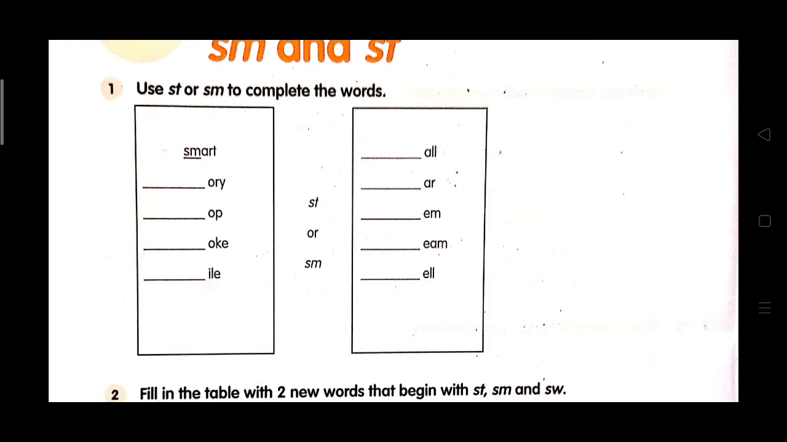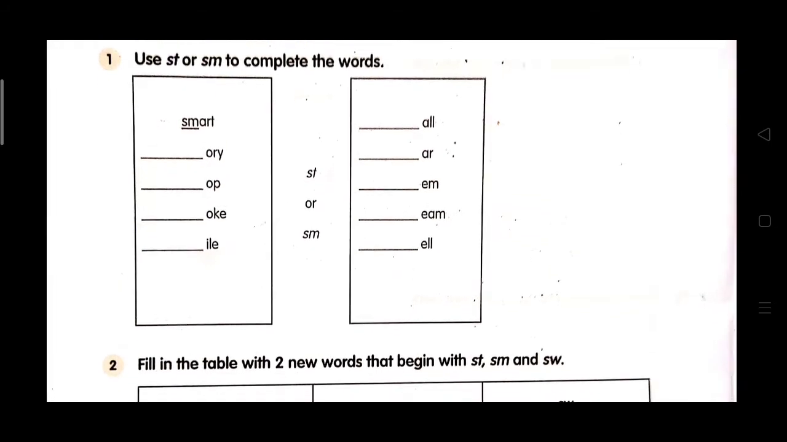For example, what will you fill here, ST or SM? If you fill here SM, then what will be the word? Smory. Have you listened to this word? No. So ST, what will be the word then? Story. Yes, right. In this way you will fill all these blanks, and you will find your answers.